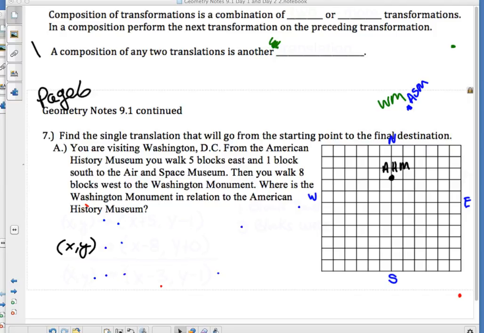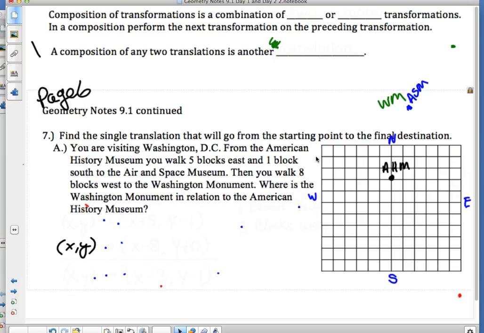So we went over from the top left corner here, 6 over, 3 down to find AHM. And we're going to find out what AHM is as we read. So find the single translation that will go from the starting point to the final destination. By the way, the reason I put you there is so everybody has the same spot on this grid. You'll figure it out if you're not on the grid. When you do this, you got to make an adjustment because your directions fell off the grid. The grid's just here to help us.